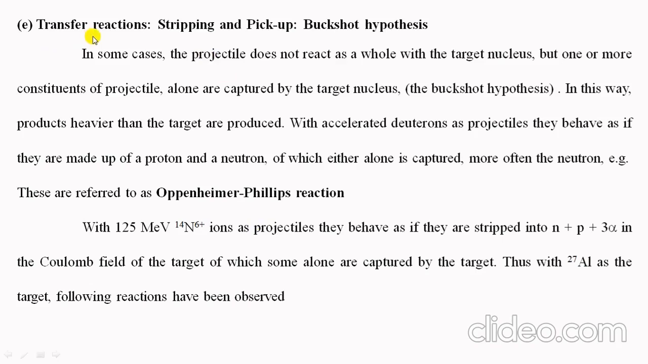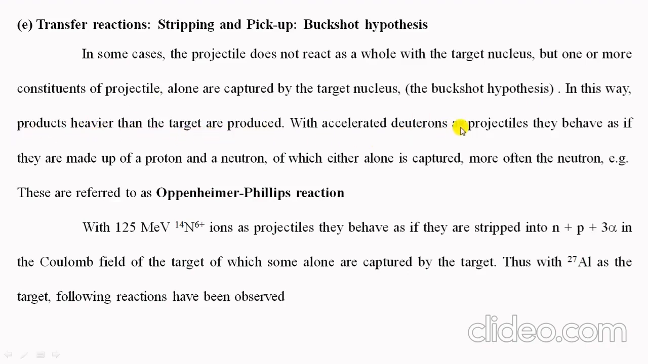The next special type of nuclear reaction is the transfer reaction, also known as stripping and pickup. Here the projectile does not react as a whole with the target nucleus. In previous reactions, we have seen that the projectile wholly reacts with the target. In this case, one or more constituents of the projectile alone are captured by the target nucleus. In this way, products heavier than the target are produced.